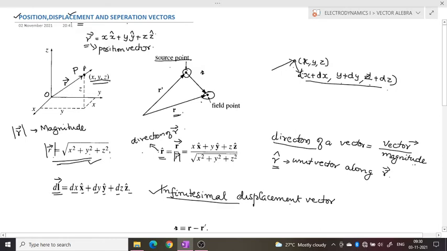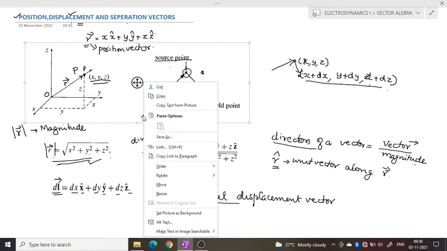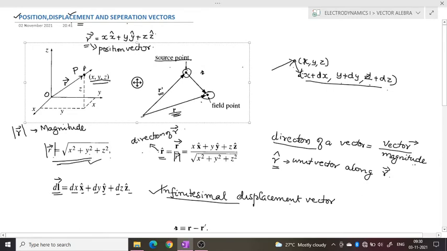The field point position vector is represented as vector r, and the source point vector is represented as vector r dash. This is from the origin of the coordinate system. So this is our coordinate system, the origin of our coordinate system. From here, we have defined the source point as well as the field point.